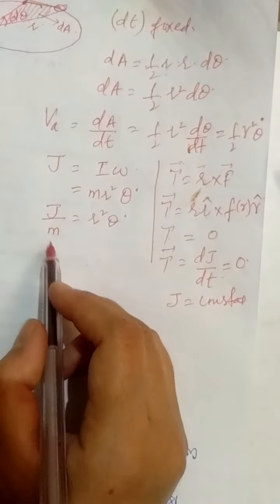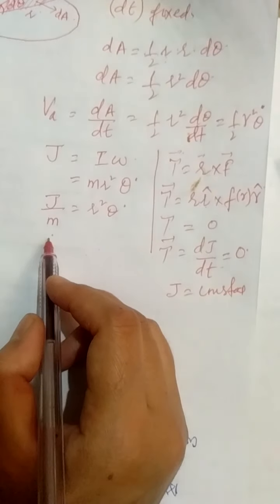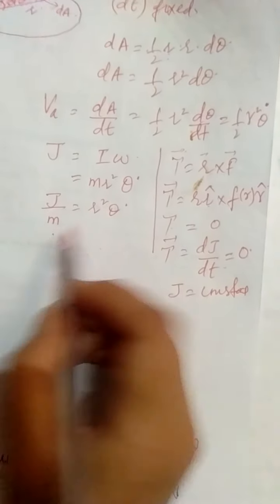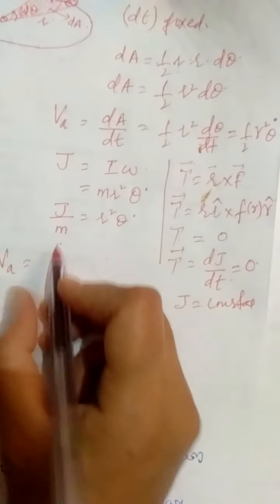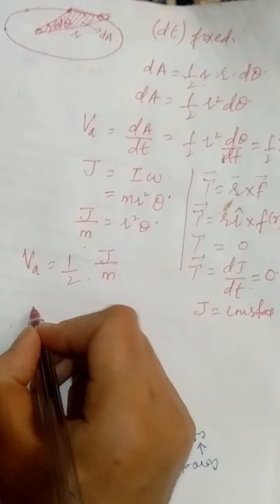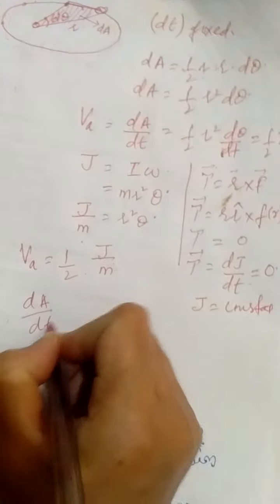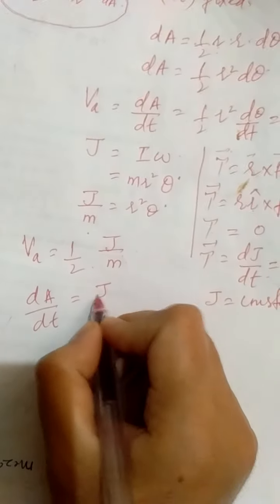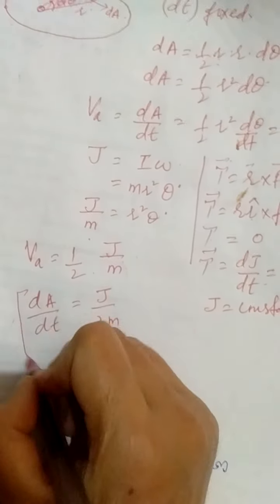Once J is constant, J by m is also constant, because m is the mass of the planet, that is already constant. So we can substitute that value here. That is, areal velocity is equal to half of, for r square theta dot, I can write J by m. So in short, dA by dt, that is areal velocity, is equal to J by 2m, and that is a constant.